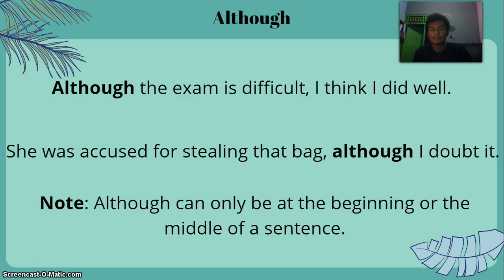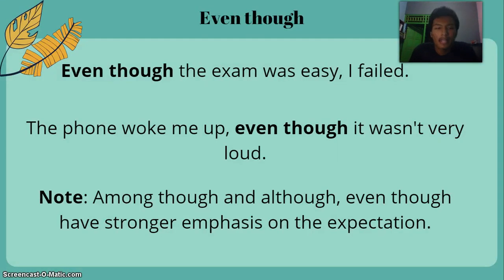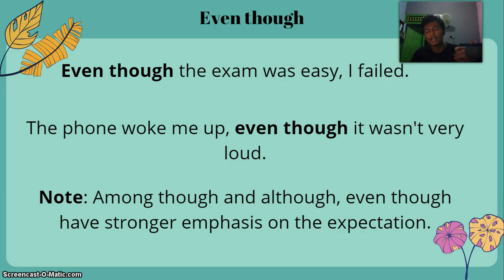Then next, even though. Even though the exam was easy, I failed. The phone woke me up, even though it wasn't very loud. So guys, there's a note among though and although. Even though has a strong emphasis on the expectation. So we can look at the first example: even though the exam was easy, I failed.